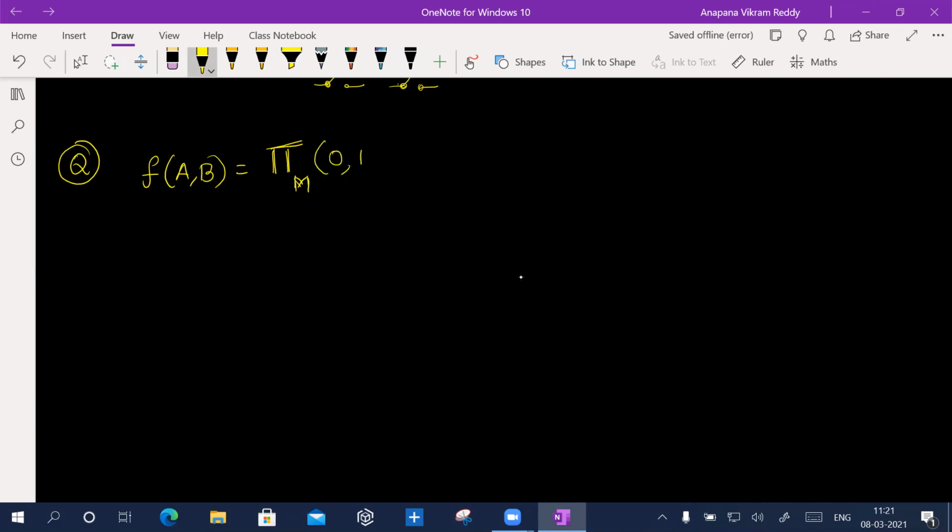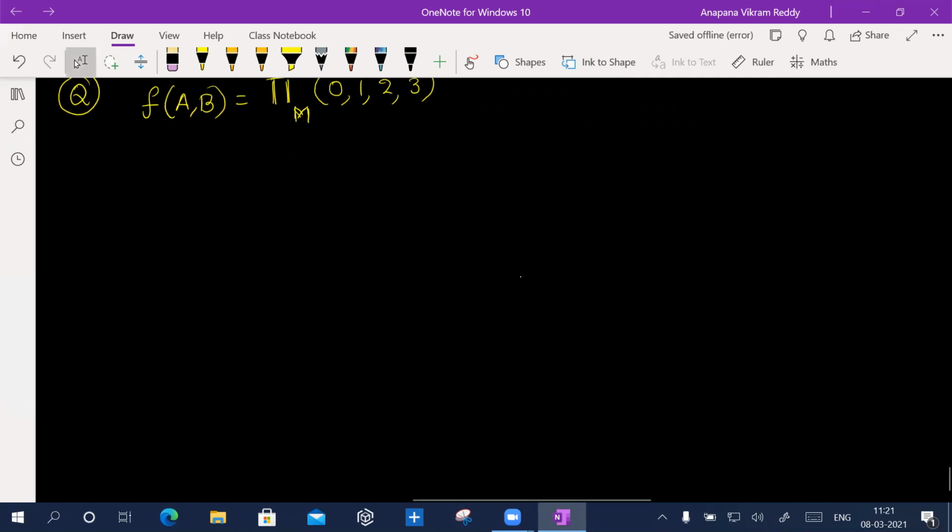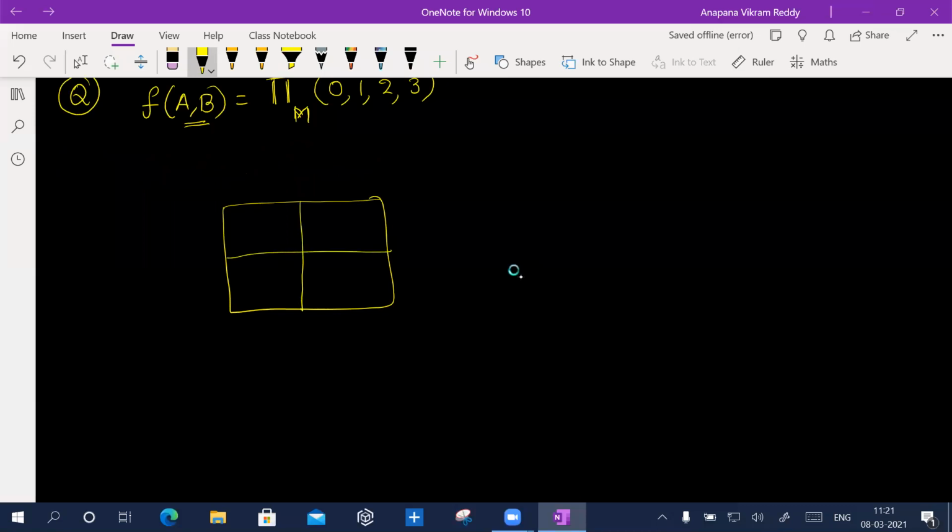So we are solving product of sums questions in K-map. We'll take one more question. Let f of A be, I'm taking one more question, like product of max terms. This pi indicates product, and this capital M indicates max terms. Product of max terms 0, 1, 2, 3. So what do you get now? I have two variables, so 2 power 2, you have 4 cells. So this is a 2 variable K-map or 4 cell K-map.